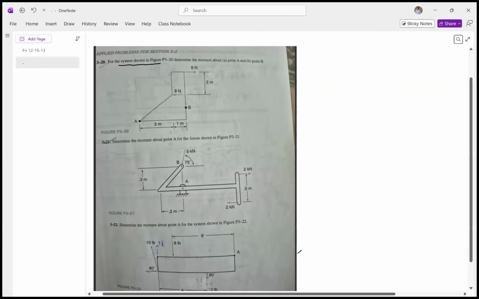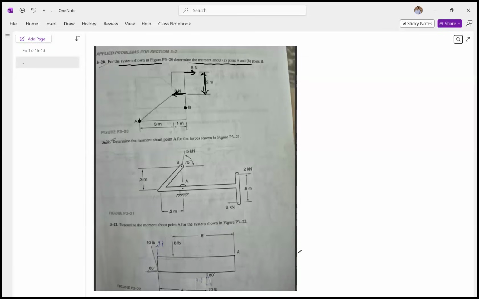So the system is shown and we need to determine the moment about point A and point B. About this point and this point, we want to find the moment. I can clearly see this is an example of a couple. There is a force acting in this direction and a force acting in this direction, separated by a distance of 2 meters, and there is no other force acting.